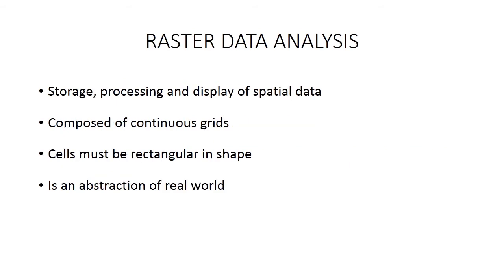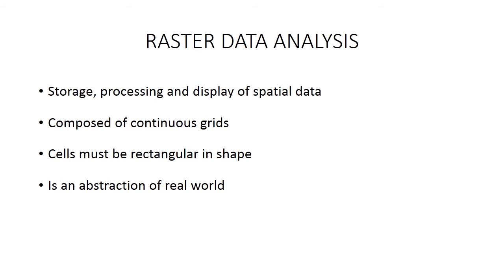Raster data analysis. Raster is a method for the storage, processing and the display of spatial data. Means spatial data or the spatial information can be stored, it can be processed, and it can be displayed in raster method. Raster is composed of continuous grid cells that represent a portion of the earth surface. Means the entire information of the earth surface or a portion of the earth surface can be represented in raster in the form of grid cells.